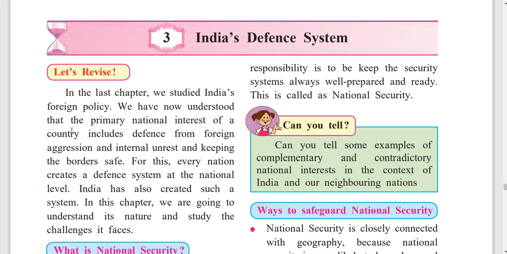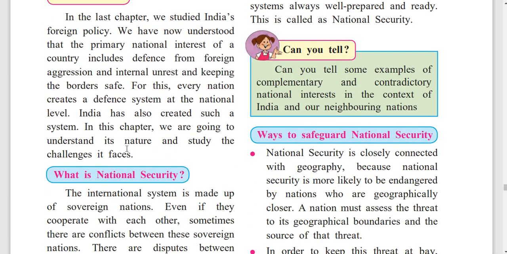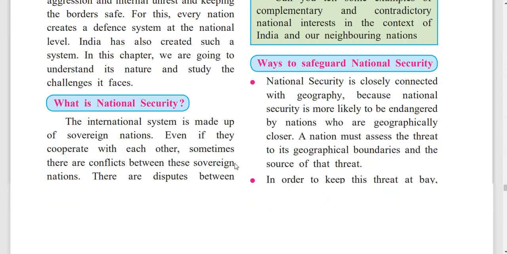We have now understood that the primary national interest of a country includes defense from foreign aggression and internal unrest, and keeping the borders safe. For this, every nation creates a defense system at the national level. India has also created such a system. In this chapter, we are going to understand its nature and study the challenges it faces.